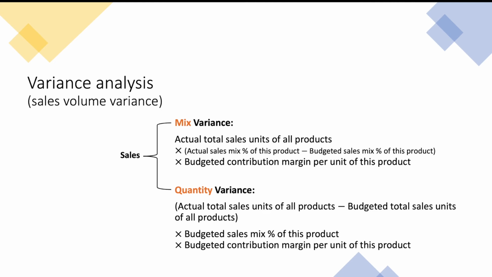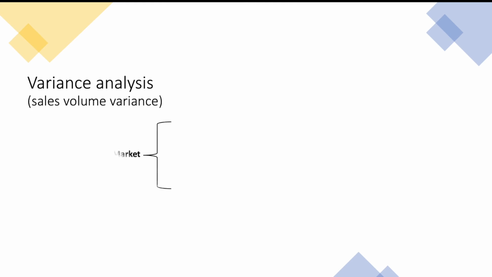Don't worry, you have all these formulas in the book. You don't need to remember them, but I'm just telling you here. The quantity variance is actual total sales units of all products minus budgeted total sales units of all products, multiplied by budgeted sales mix percentage of this product and budgeted contribution margin per unit of this product.